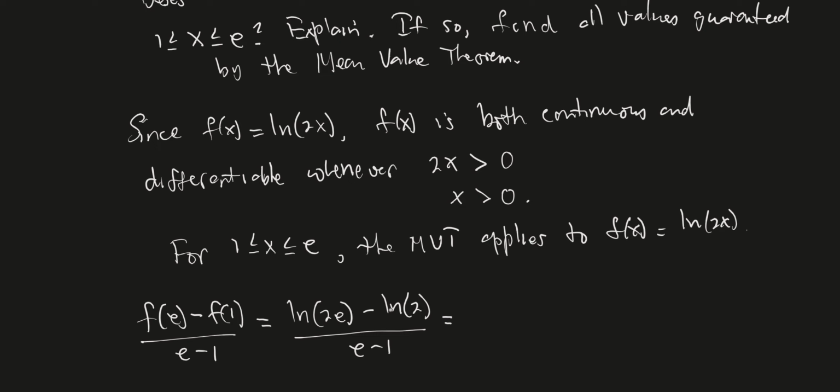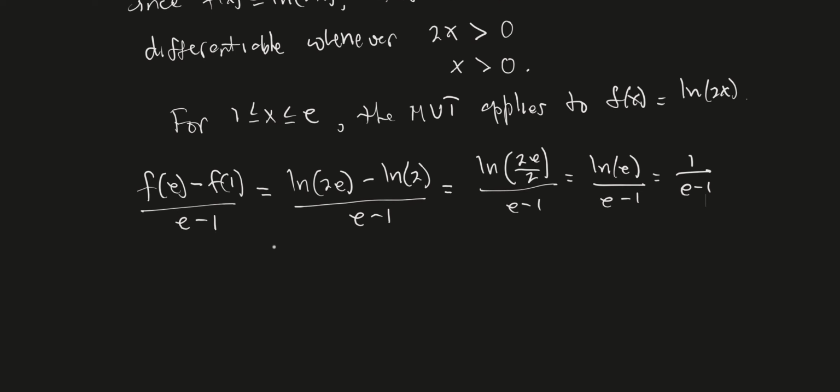Now, there are a couple things we can do to simplify this. What I will do is use a property of logs that allow me to combine these two logarithms into one. Since I'm taking a difference of these logarithms, I can write this as the log of 2e divided by 2, and then in the denominator I'll still have e minus 1. So the 2's cancel, and I'm left with the natural log of e, I'm sorry, over e minus 1. And the natural log of e is equal to 1. So this is the average rate of change of this function over this interval.